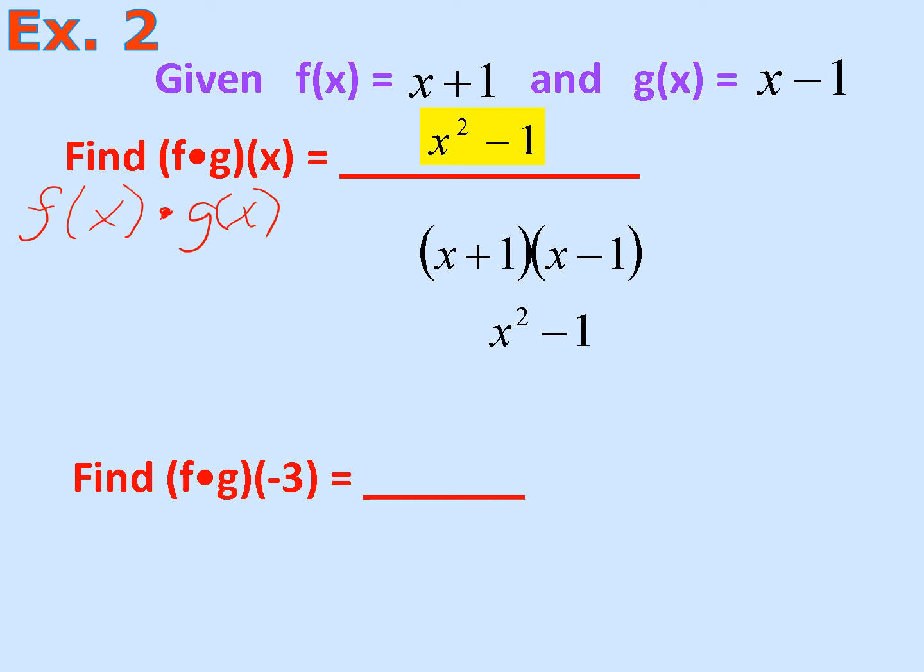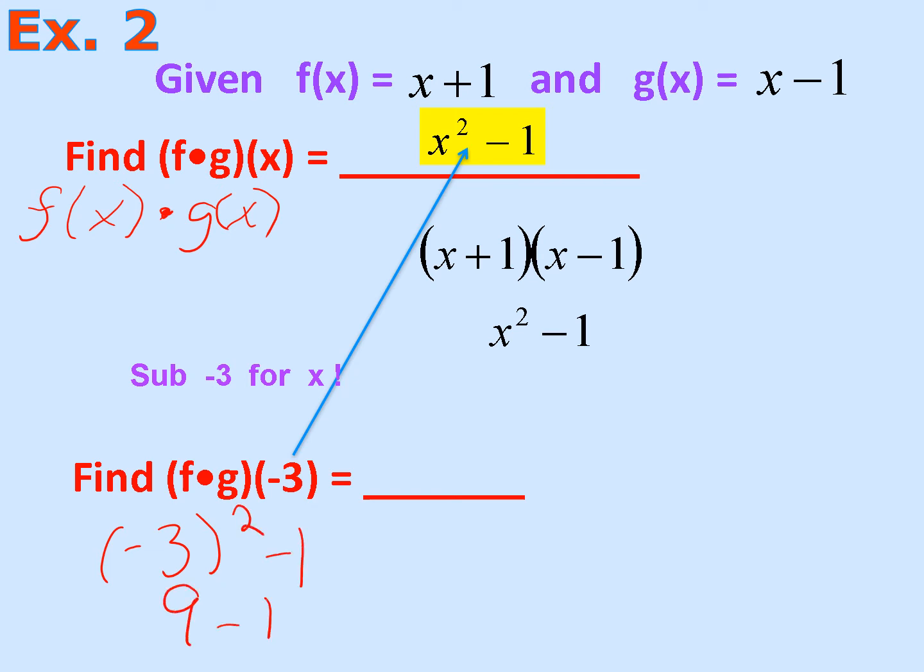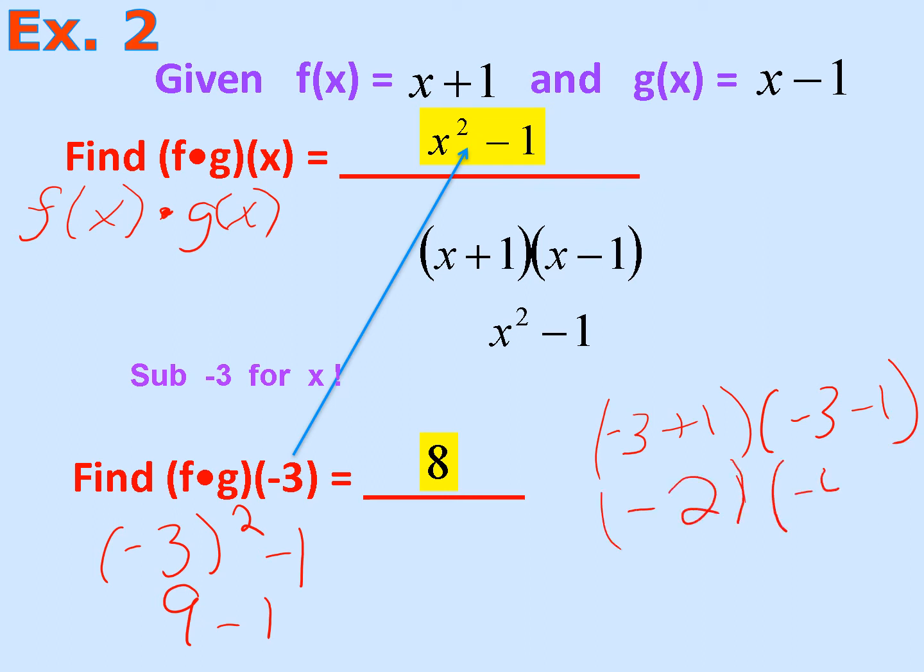Now, what if I wanted f times g of negative 3? Well, I would just plug negative 3 in for x. So, negative 3 squared minus 1. That's 9 minus 1, which is 8. Now, let's say you weren't asked to find the function, but you were asked to find f times g of negative 3. Well, I would do negative 3 plus 1, and then negative 3 minus 1. So that gets me negative 2 times negative 4, and you see that I still end up with positive 8.